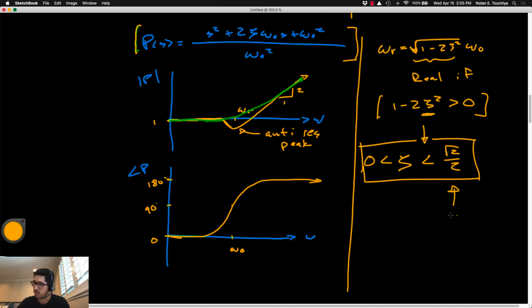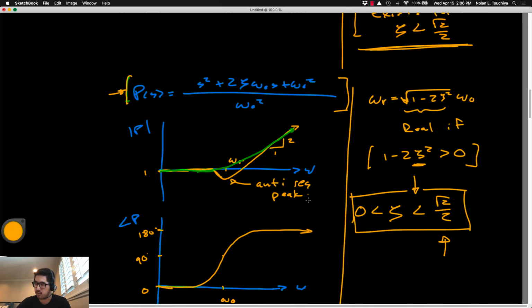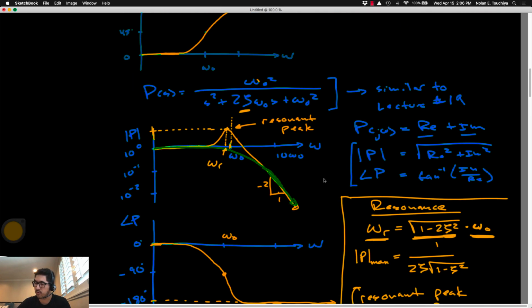Okay, so the check for resonance or anti-resonance is zeta less than root 2 over 2. And to determine if you're checking for resonance or anti-resonance, you look at the nature of the transfer function, right? So in this transfer function here, all you're doing is seeing if there's a resonant peak or not. I'm sorry, an anti-resonant peak or not. In this transfer function up here, you're only checking to see if there's a resonant peak or not.